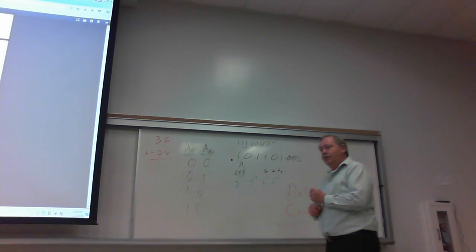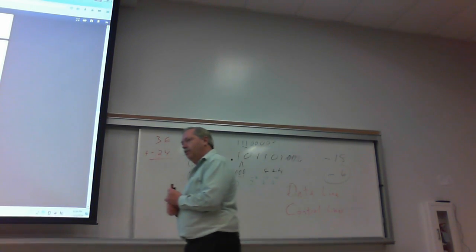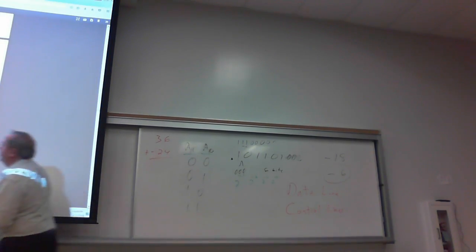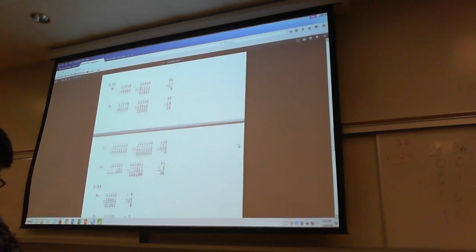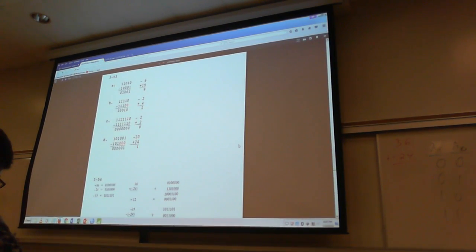Can we go back to 353? Number B. Number B as in Bravo? Yeah, so the original number is 11110 minus 1110, and we want to extend the second number to 5 bits.